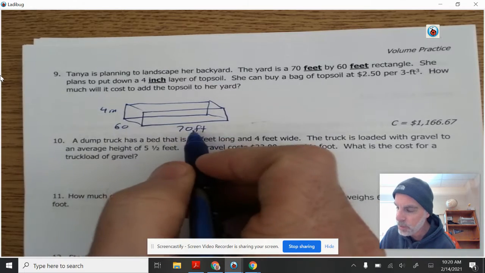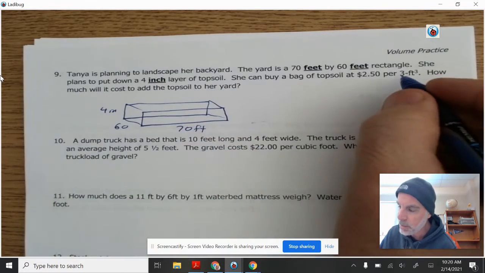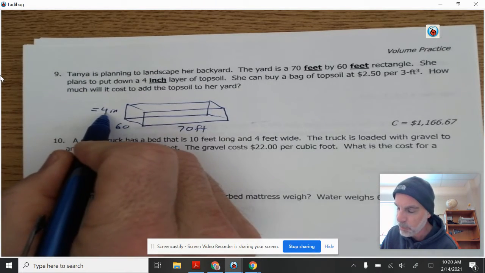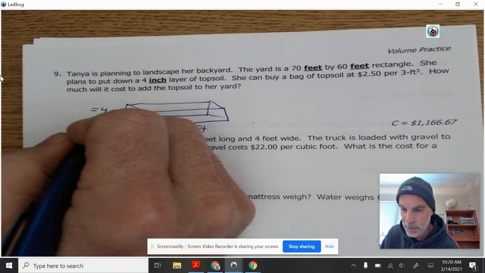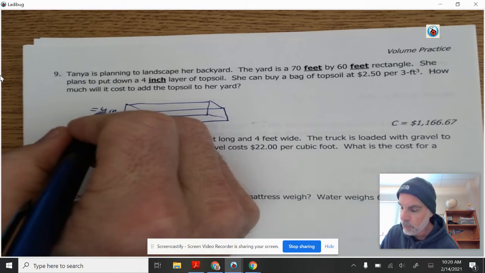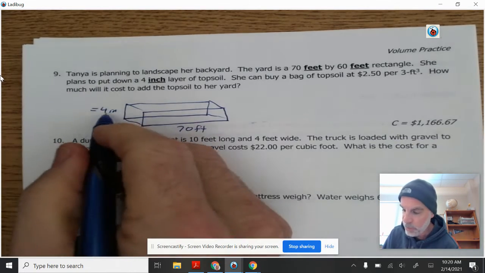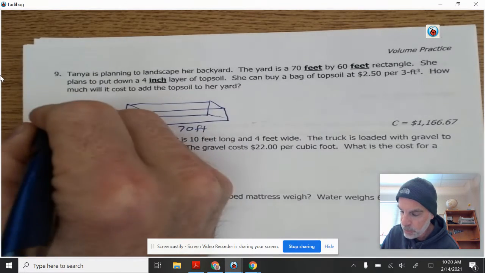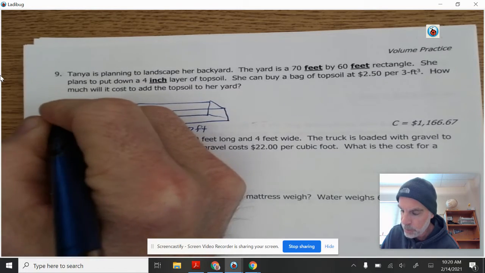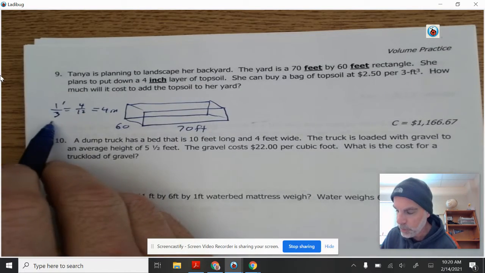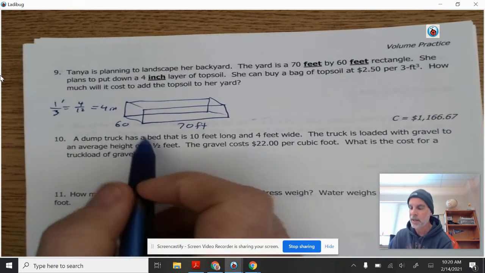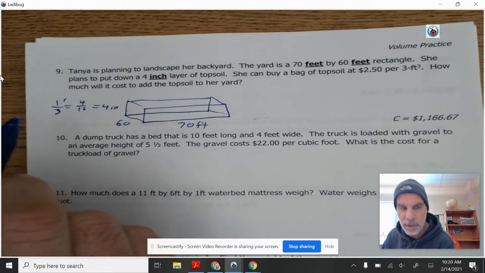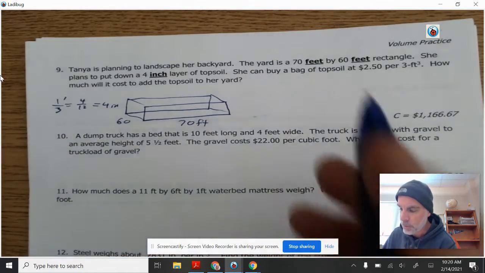So you're going to need to convert these to either inches or feet. Actually, since the bag is per cubic foot, I would convert that to cubic feet, and I'll help you with that because we know that there are 12 inches in a foot. So this would be 4/12 of a foot, or 1/3 of a foot. That probably makes more sense, 1/3 of a foot as opposed to 60 feet and 70 feet. Now, if I can find volume, I think you can do it from there. But there's a little bit there on conversions. We have to be on the lookout for those.